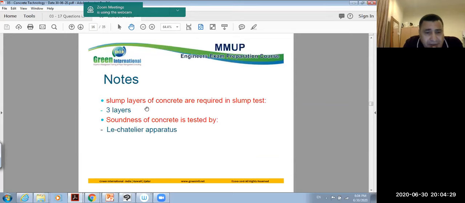Note, slump layers of concrete are required in slump tests. Soundness of concrete is tested by the Le Chatelier apparatus. This is very important to memorize. Soundness already comes in your exam: soundness of concrete is tested by four names, and one of them is the Le Chatelier apparatus. Don't forget it, this is a common question as well. So soundness is tested by a typical test, which we call the Le Chatelier apparatus.